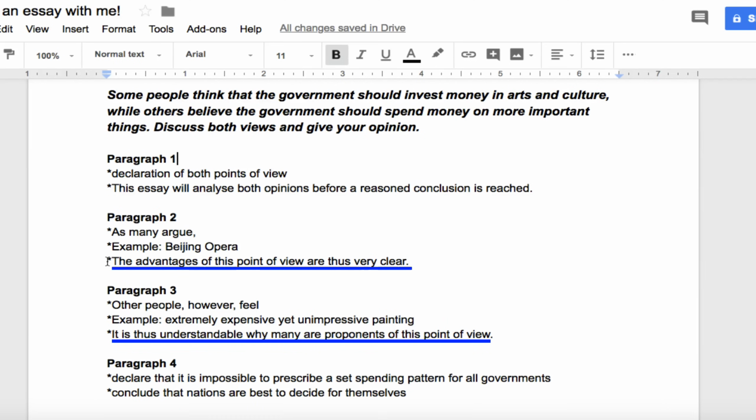I usually try to declare at least one merit for each point of view and then perhaps reveal any disadvantages to a point of view while comparing them in the second body paragraph or in the conclusion paragraph.